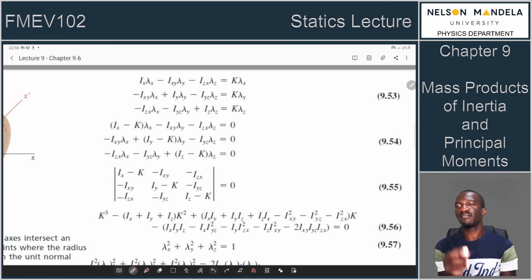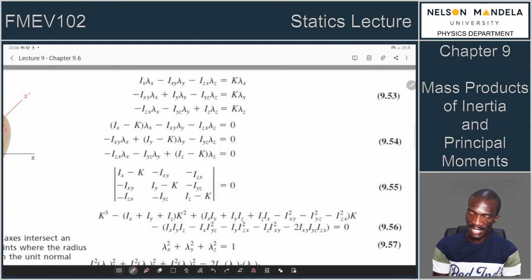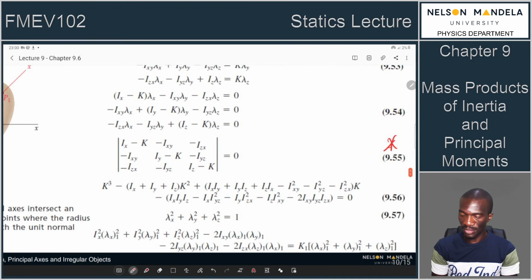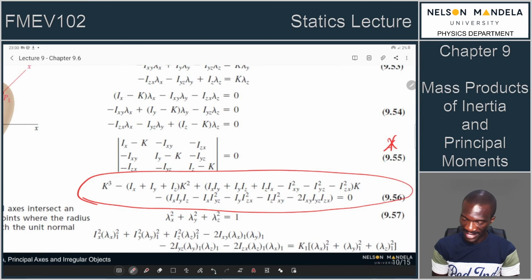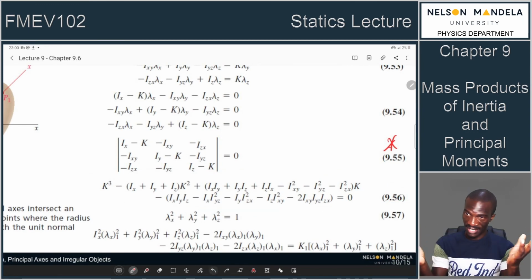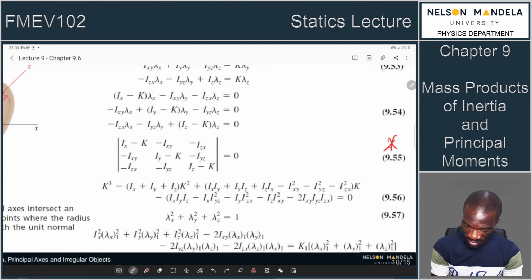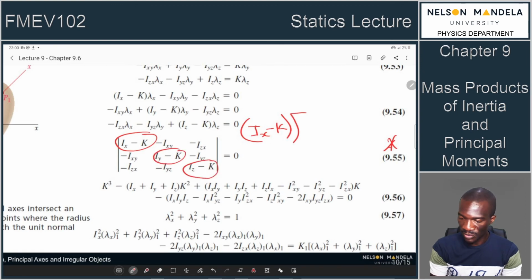If we are to have our lambda x, lambda y, lambda z not equal to 0, then obviously the determinant of this part of the matrix is what should equal 0. So using this determinant, one can conveniently find the solution of the determinant to be that equation. You can do the algebra and have lots of fun, right? So what are you doing? You're just holding, for example, ix minus k constant, then this multiplies that. So you've got a bracket with an iy minus k multiplying an iz minus k.